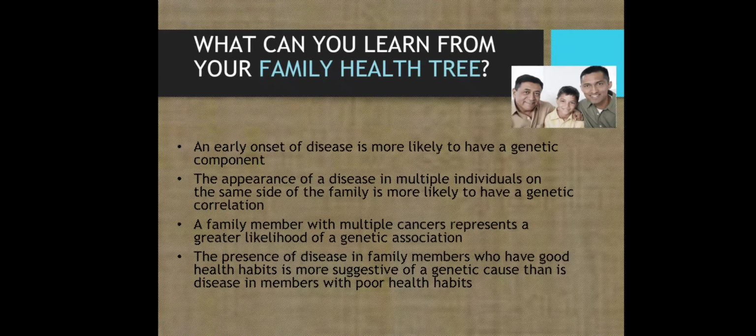We can learn about genetic diseases. The appearance of a disease in multiple individuals on the same side of the family is more likely to have a genetic correlation. A family member with multiple cancers represents a greater likelihood of a genetic association.